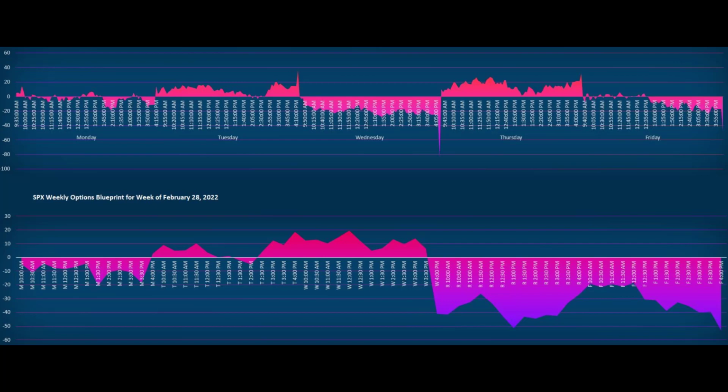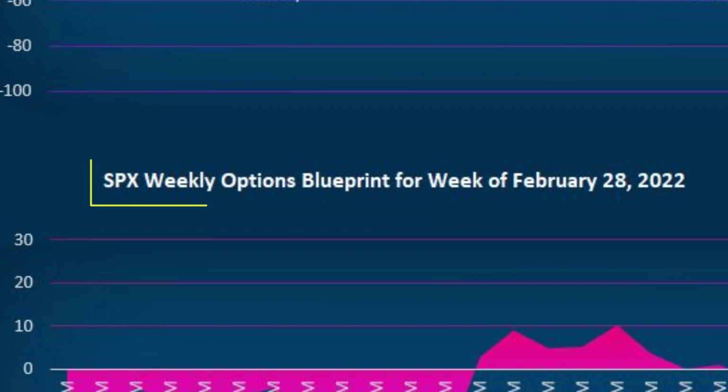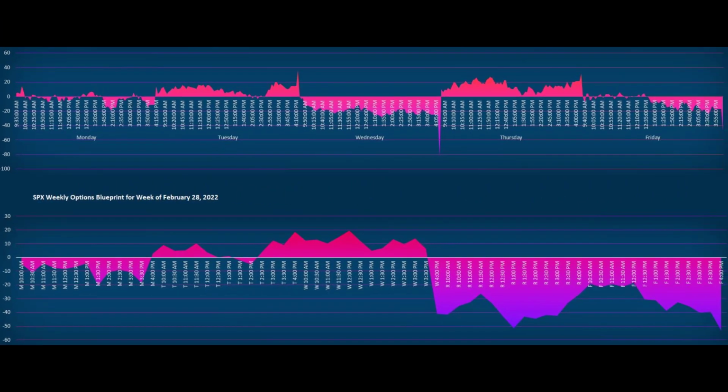This is the latest version of my time series forecast and analysis charts for SPX that I'm calling the SPX Weekly Options Blueprint. With SPX going to 5 expirations per week, this blueprint is going to help us time the market, trading high probability trades in a systematic way without having to watch the market all day. We're going to know what we're doing before the trading week starts.